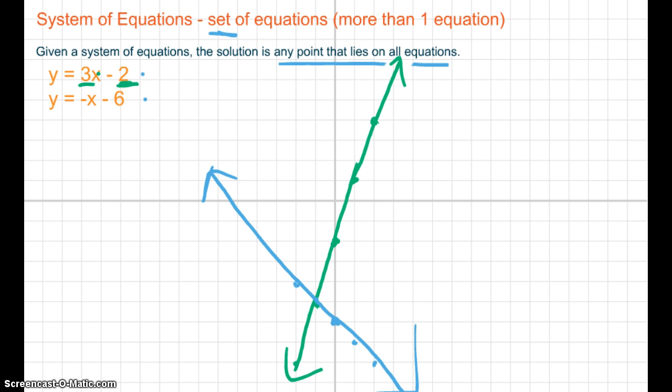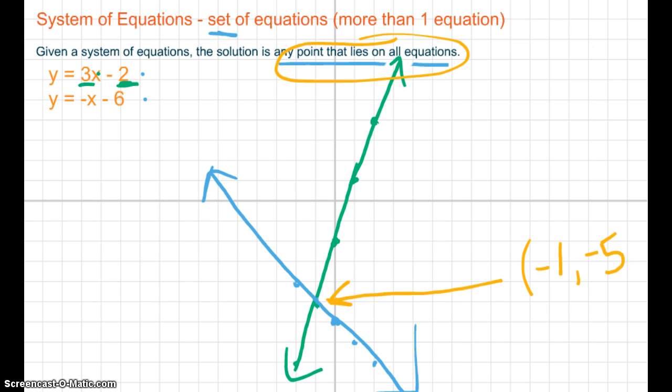So the solution in this case is this point right here. It's a point that lies on both equations. So the solution to this system is negative 1, negative 5.